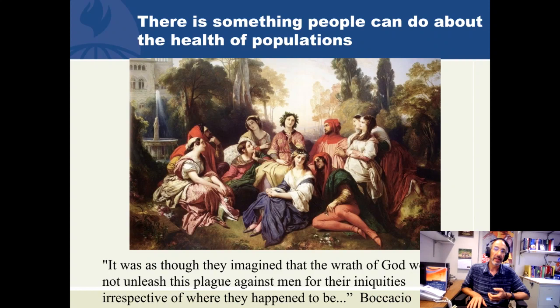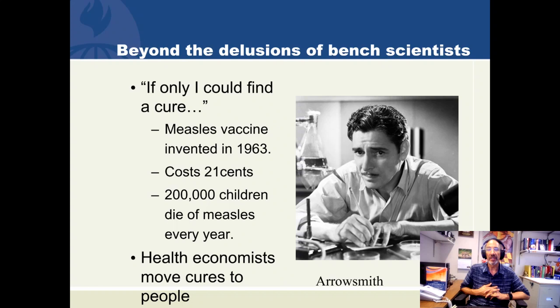The next idea is that in What Makes Populations Healthier, I will help deliver you all from the delusions of the bench scientists. Here's a picture of a bench scientist named Arrowsmith, and he's looking at his lab, asking himself, if only I could find a cure. And finding cures is kind of neat, and it's wonderful, and no one is opposed to it, but the market that delivers them has tremendous flaws.